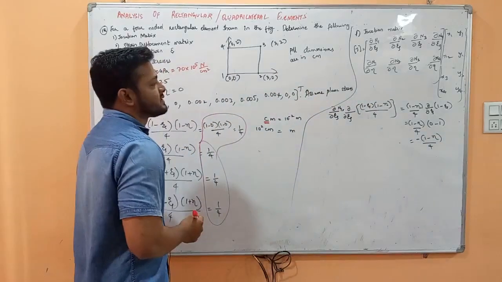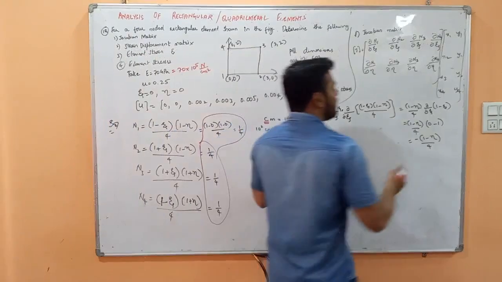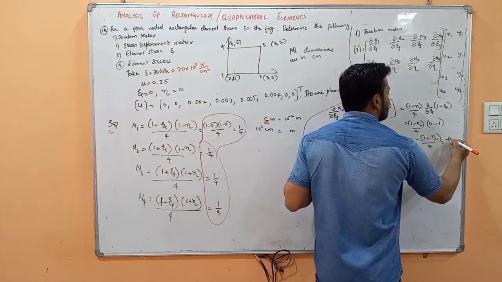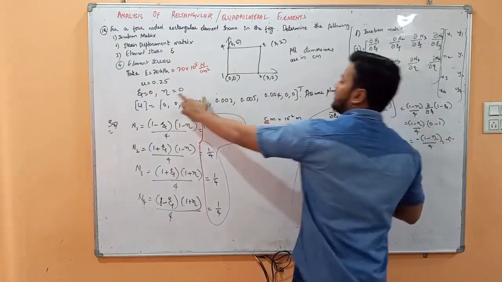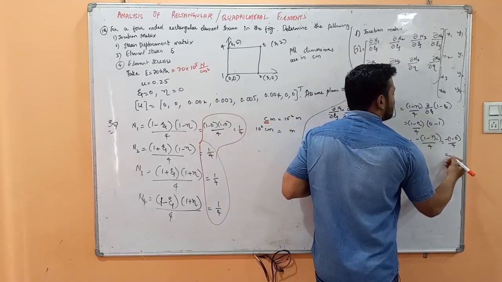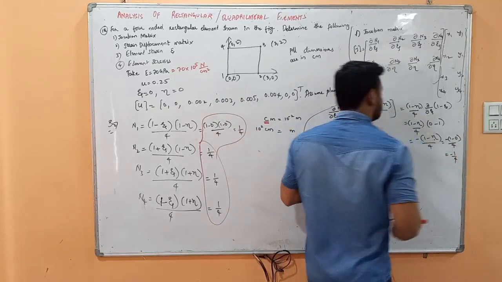Similarly, now we can substitute the value of eta here. So minus of (1 minus eta), and eta is 0, by 4. So we are going to get minus 1 by 4.